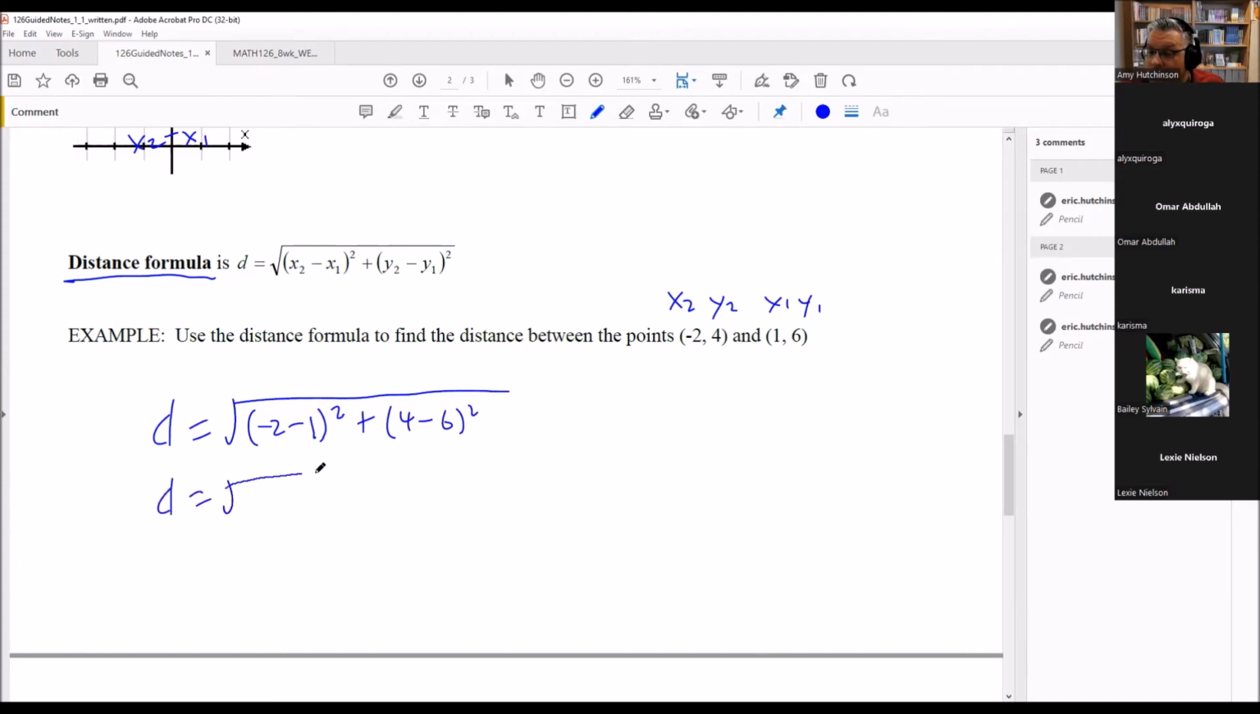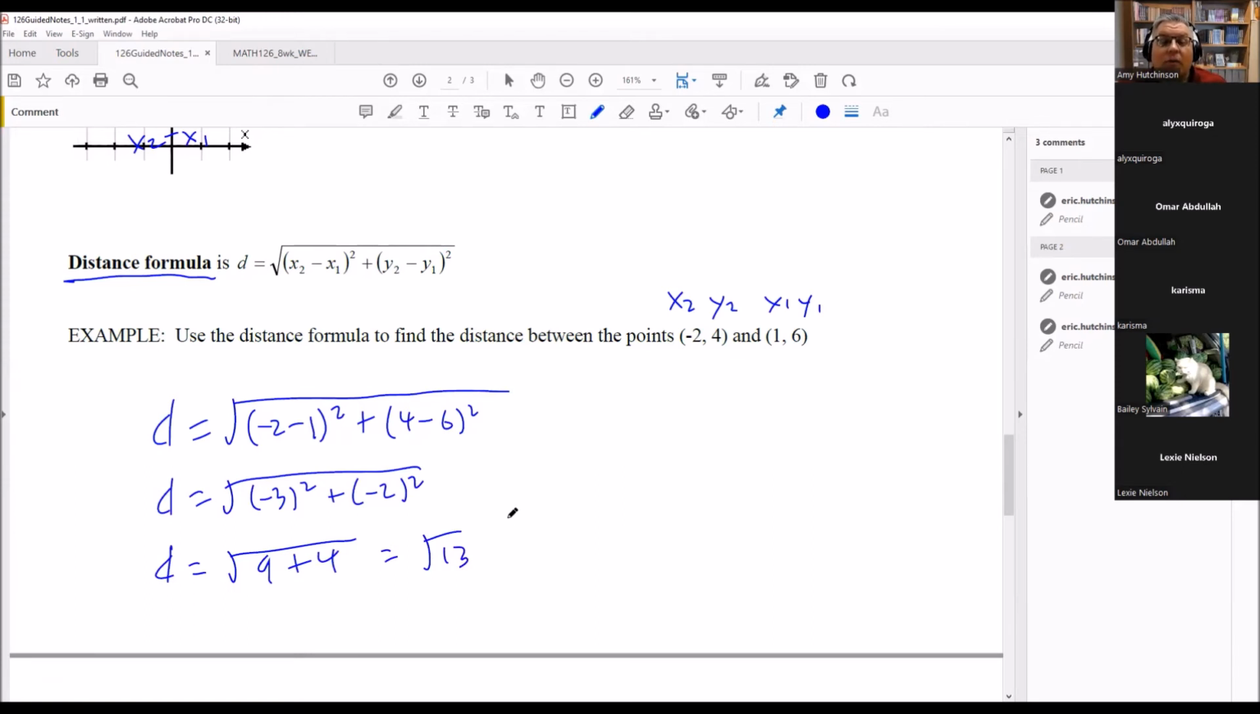Now we're going to simplify that. -2 minus 1 is going to be -3 squared. And then 4 minus 6 is -2 squared. Our order of operations says that we have to square these first before we add them together. So we're going to do 9 plus 4. And that's going to give us the square root of 13 as our answer. Square root of 13, we can't break that square root down anymore. So we're going to type that in.